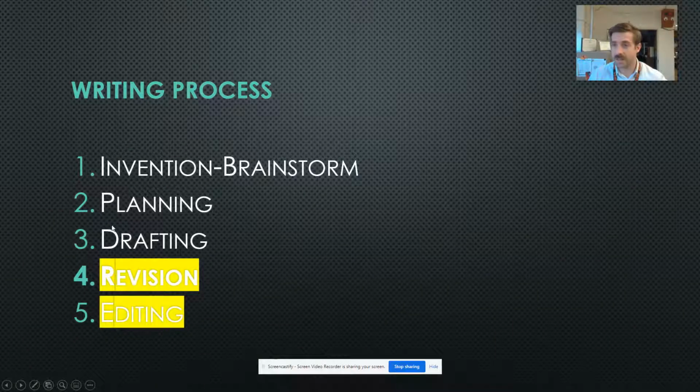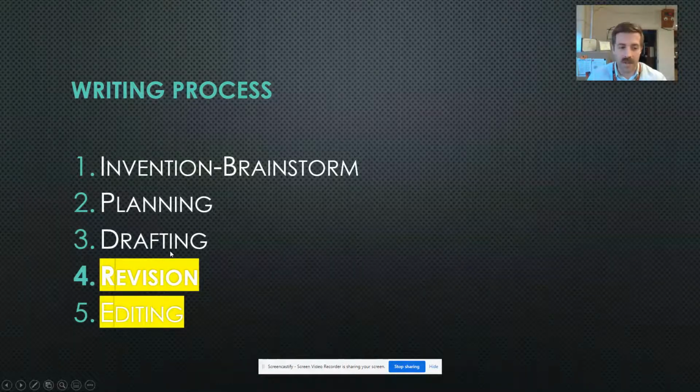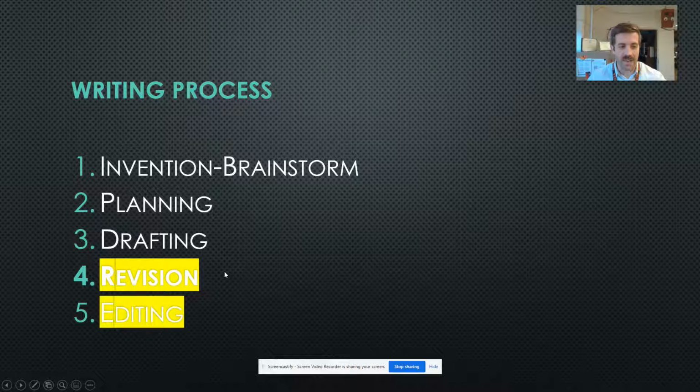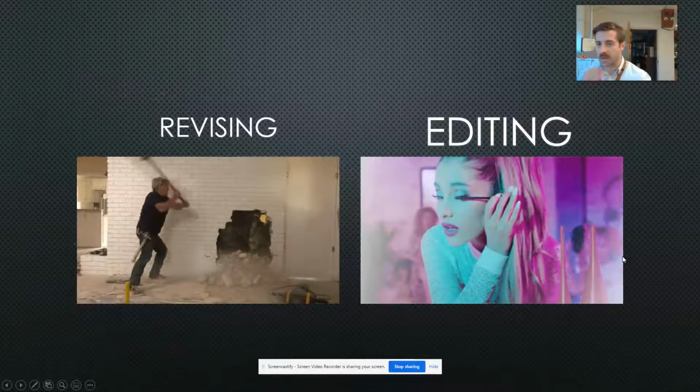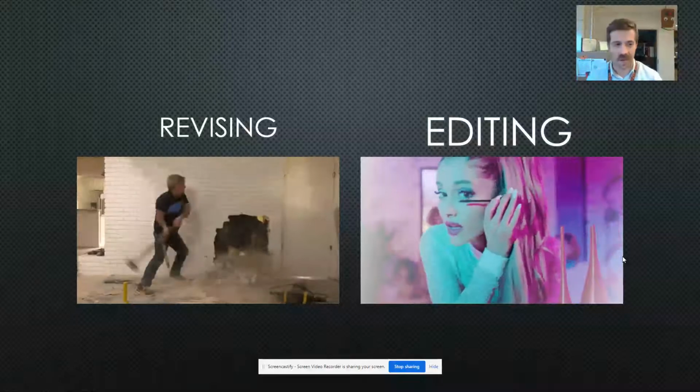Then we're drafting, and I'm going to call it drafting our essay instead of writing our essay, because writing implies that the thing is done once you're done. Once I'm done writing my essay, I'm done, right? Well, once you're done drafting your essay, then you have to revise and edit. And I want to show you, here's my visual difference between revision and editing for writing.